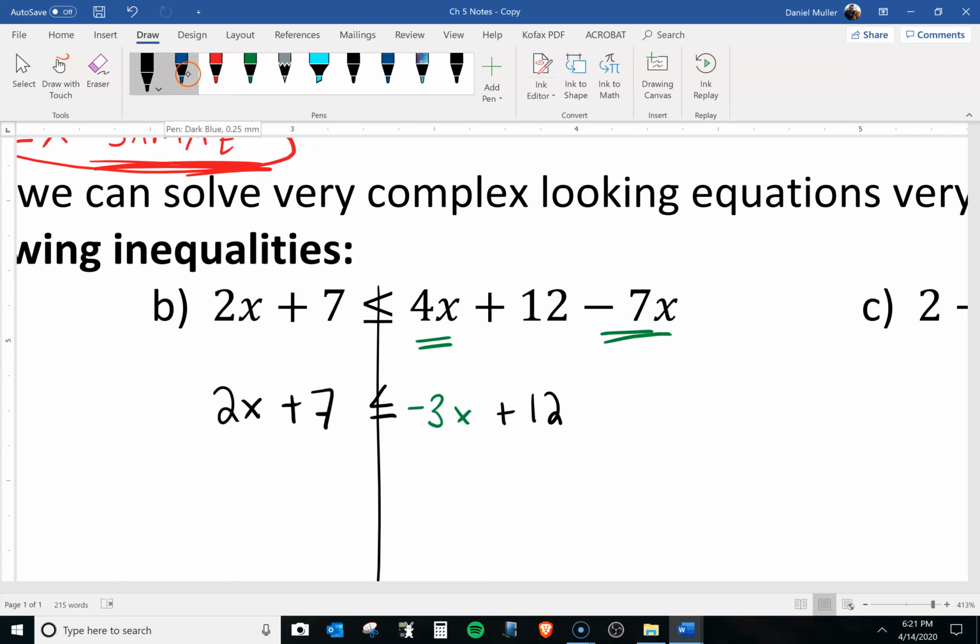After you did the like terms, you can now move the smaller x. The smaller x, or the more negative one, is the negative 3. So we'll add 3 to get rid of it. Negative 3 plus 3 is 0, so those are gone, but we have to add it to the left as well.